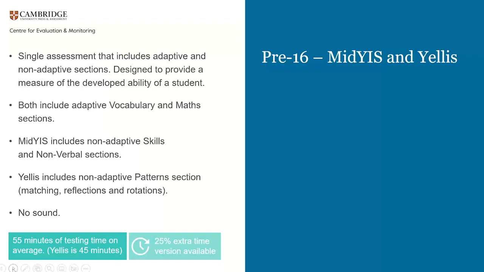Our assessments have no sound, so there's no need for headphones. Students can sit at computers all in the same room and complete them at the same time. And in terms of timing, it takes around 55 minutes on average for the mid-year assessment and 45 minutes for the YELLIS assessment. So both assessments fit quite neatly into a single lesson period. We do have the 25% extra time version available for those students who would usually be entitled to extra time in exam conditions.